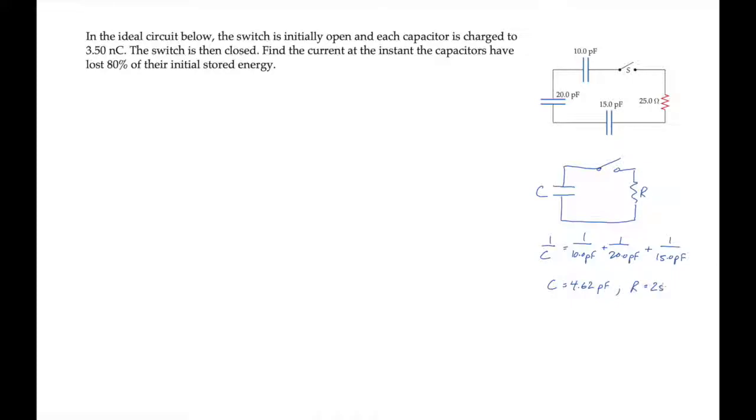When we combine this with the resistance of 25 ohms, we can calculate tau, the RC time constant for this circuit. That works out to 1.15 times 10 to the minus 10 seconds.